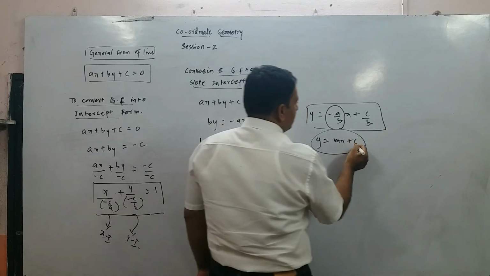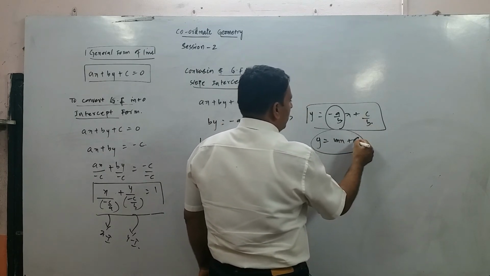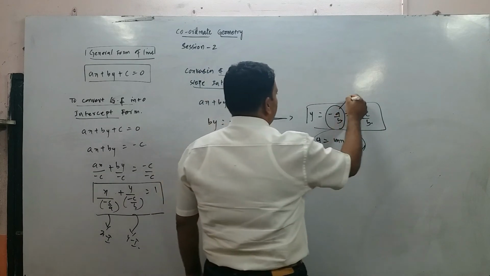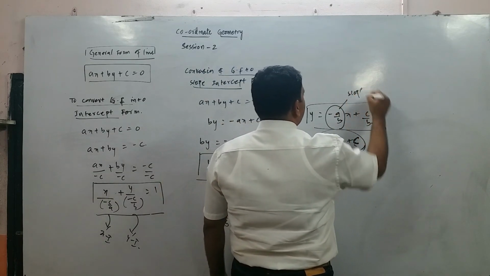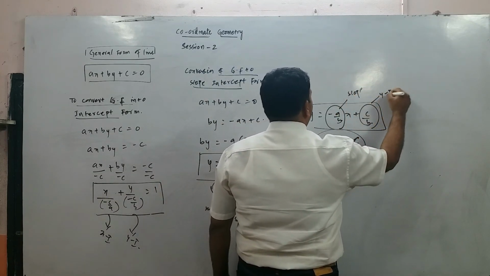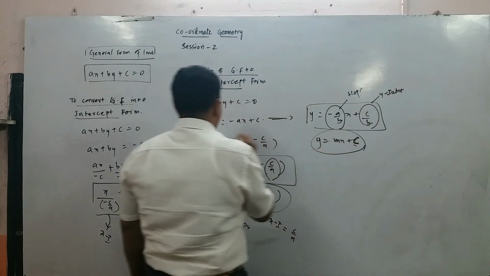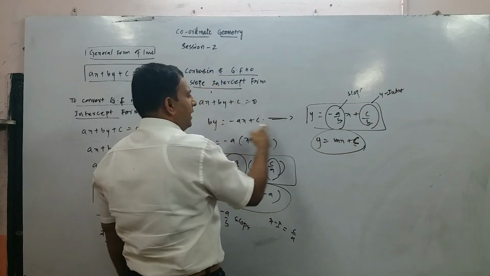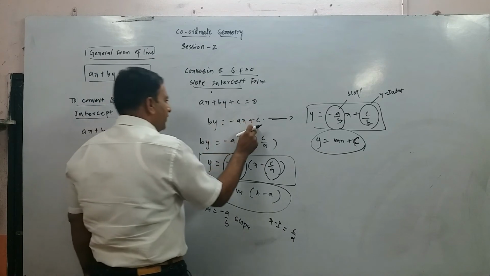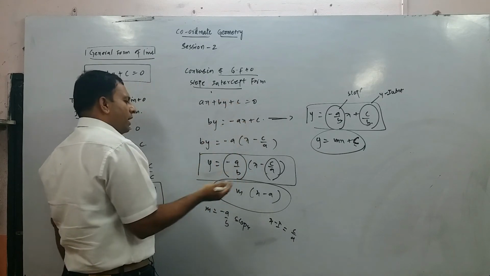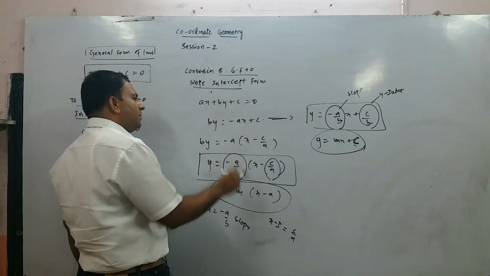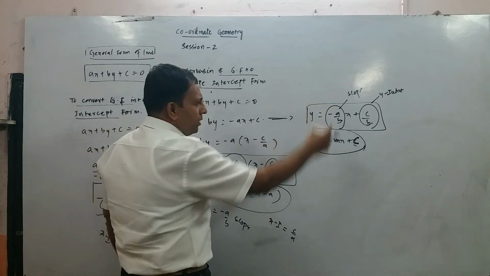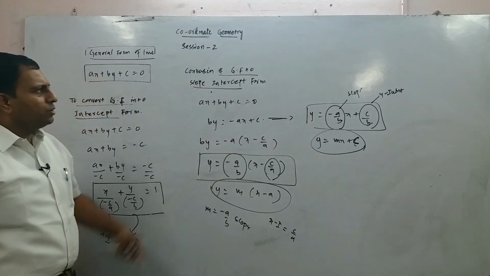Don't get confused between this c and that c. Let me put this as bold or capital C. So here what is minus a by b? That is called the slope. And what is c by b? C by b is called the y intercept. So converting into slope intercept form is like this. First you write by is equal to minus of ax plus c, depending on what type of intercept you want. If you want y intercept, then simply divide by b on both sides, you get the slope intercept form. So it is very clear.